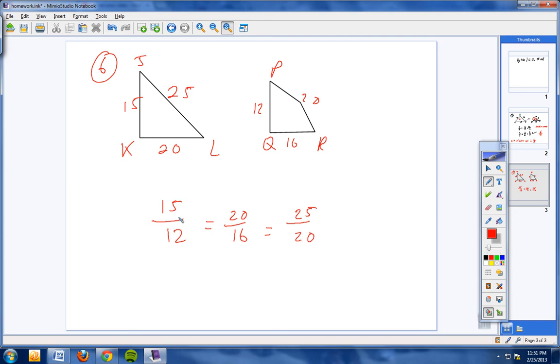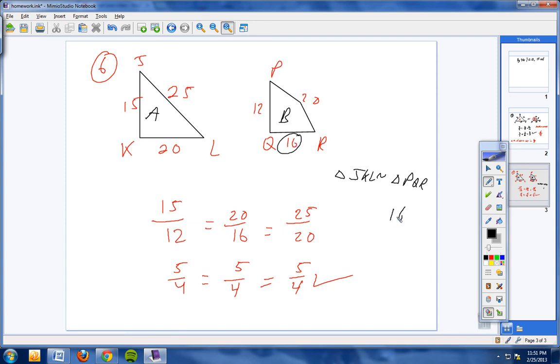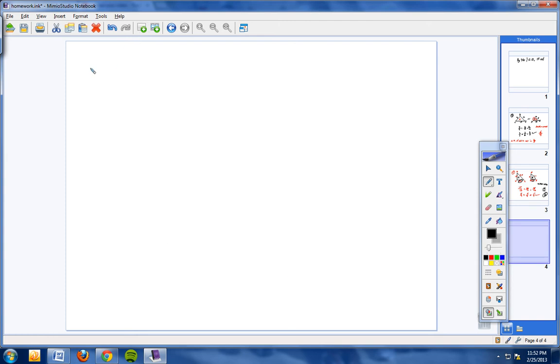Let's see what we get. If you reduce these by 3, you get 5/4. Reduce these by 4, you get 5/4. And reduce this fraction by 5, you get 5/4. So yes, they are similar. Our similarity statement would be triangle JKL is similar to triangle PQR. Then they want the scale factor of B to A. Pick a side with B, we'll pick 16 and match that with 20. Reduce that and you get 4/5. So the scale factor of triangle B to triangle A is 4/5.